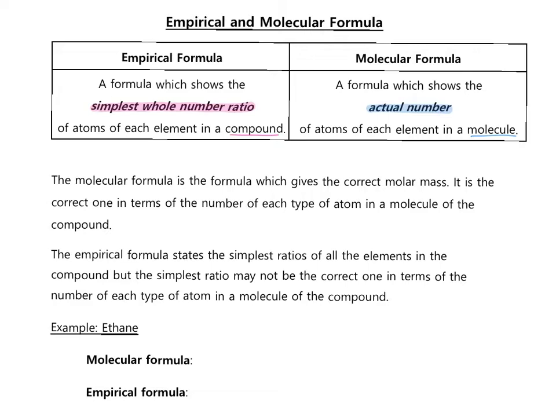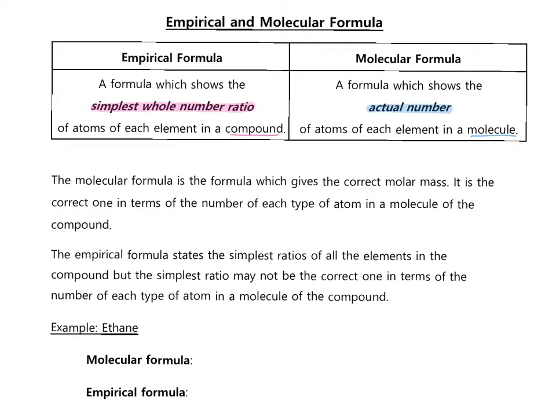But obviously for molecular formula that could end in the word compound, but it could be an element as well, so that's why it's the word molecule. So just think empirical formula, simplest ratio, molecular formula is the actual number of the atoms.